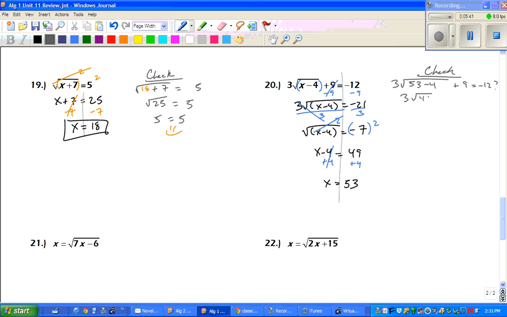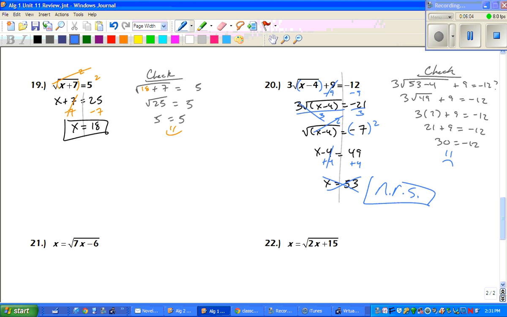53 minus 4 is 49. The square root of 49 is 7. 3 times 7 is 21. And 21 plus 9 is 30. That doesn't work. So our answer is no real solution.